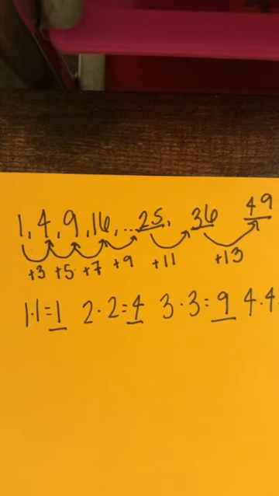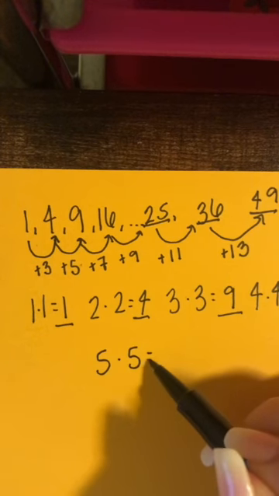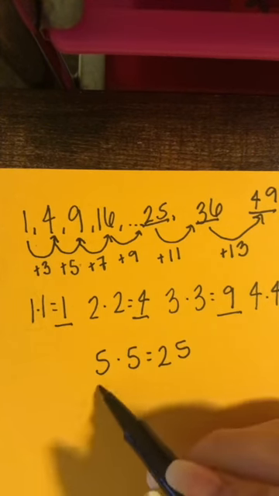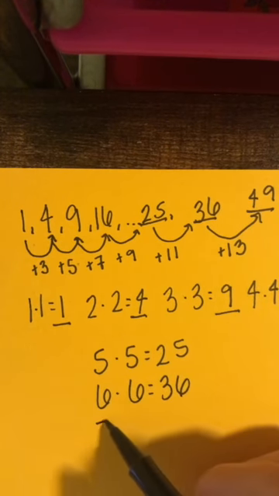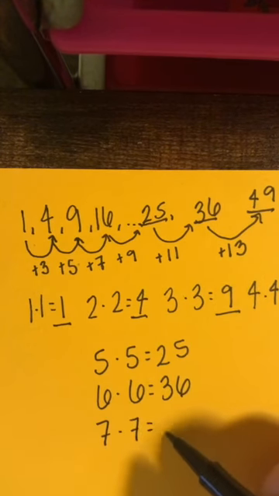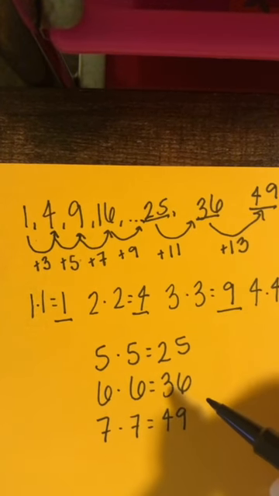So for continuing this pattern, you can continue doing 5 times 5, which equals 25. You can do 6 times 6, which equals 36. And then you can also do 7 times 7, which equals 49. And we get our next 3 terms of the sequence.